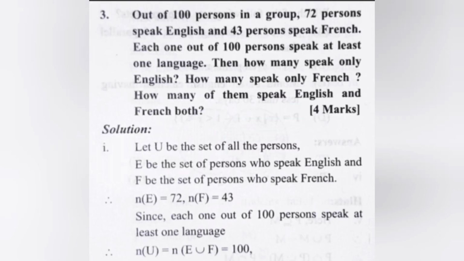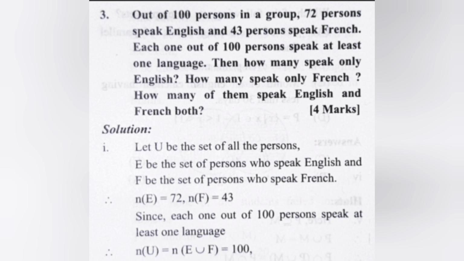So question number 3, out of 100 persons in a group, 72 persons speak English and 43 persons speak French. Each one out of 100 persons speaks at least one language. Then how many speak only English? How many speak only French? How many of them speak English and French both?